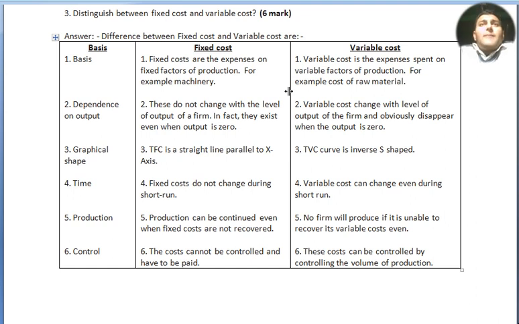Point number 4. Time. Fixed costs do not change during short run. Variable cost can change even during short run. Point number 5. Production. Production can be continued even when fixed costs are not recovered. No firm will produce if it is unable to recover its variable cost even. Point number 6. Control. Fixed costs cannot be controlled and have to be paid. And under variable cost, this cost can be controlled by controlling the volume of production.